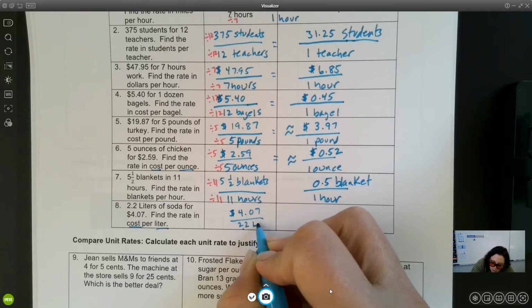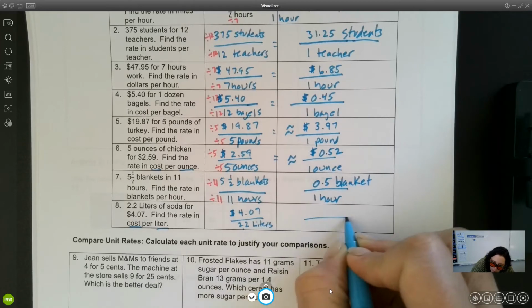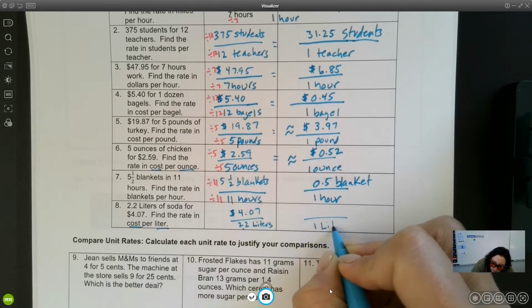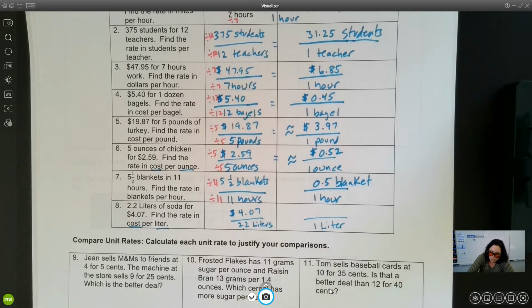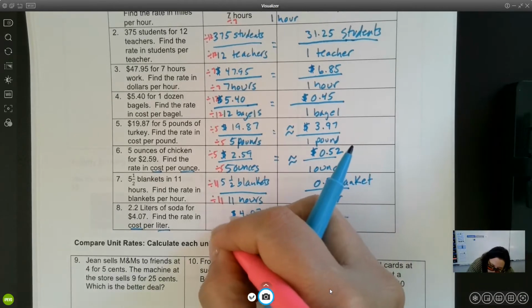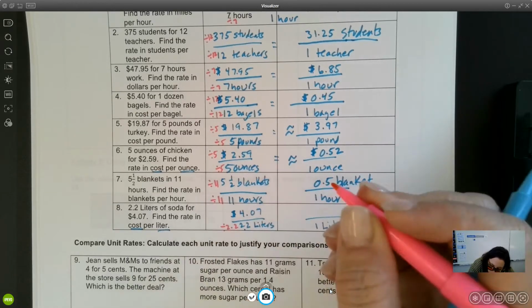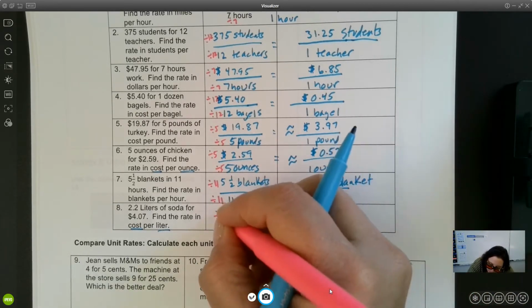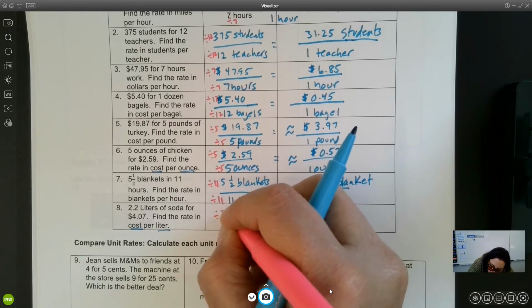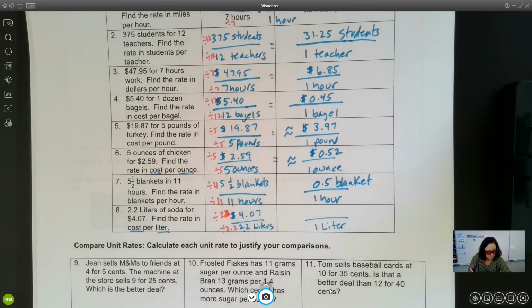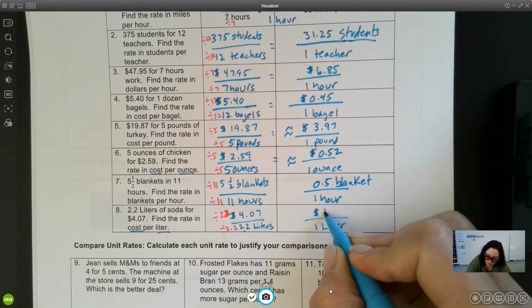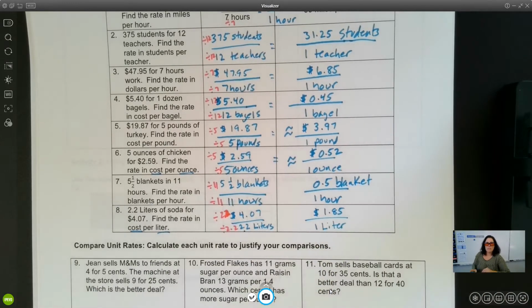2.2 liters. Okay, we want 1 liter. So we're going to divide by 2.2. This one's ugly. 4.07 divided by 2.2 comes out to be $1.85.